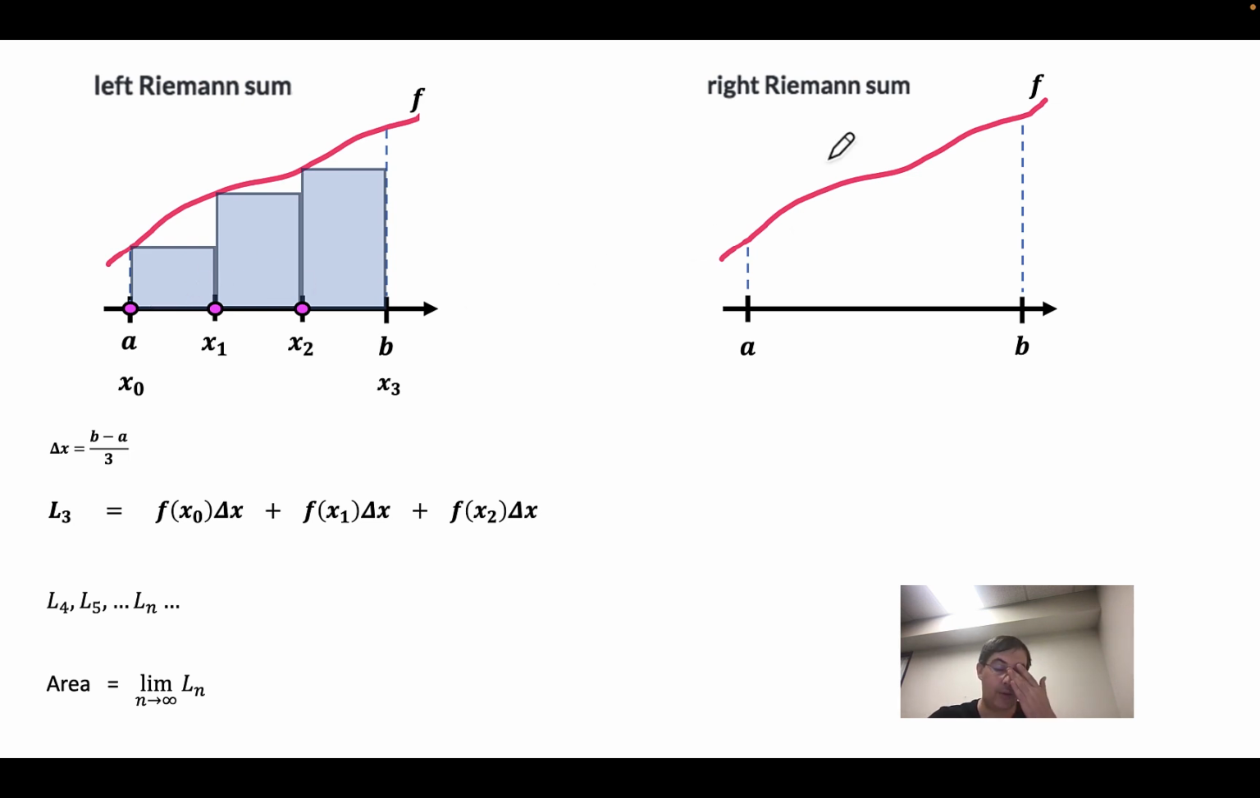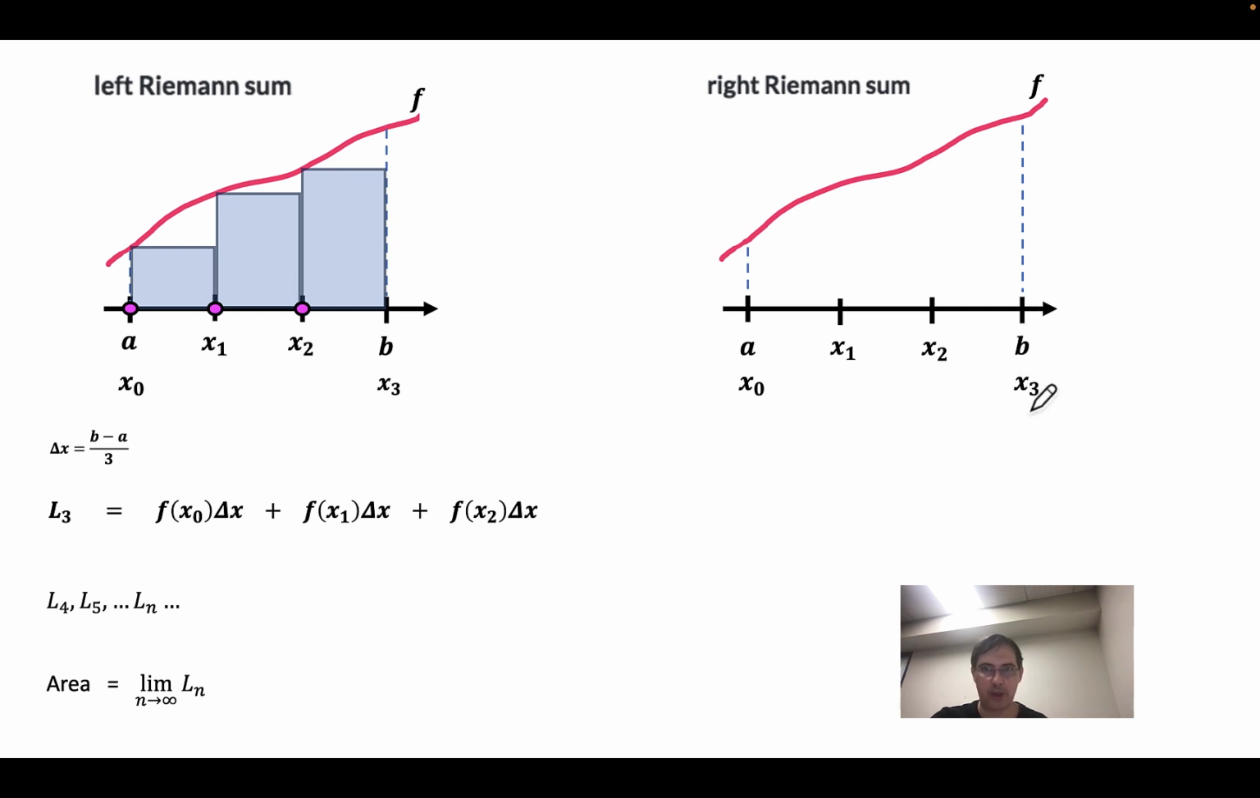So let's see how it works when we take just three approximating rectangles. We split this interval [a, b] into three subintervals of equal length. The length of each of those would be delta x. So this is delta x. The length of this second small subinterval is also delta x, and so is the last one.